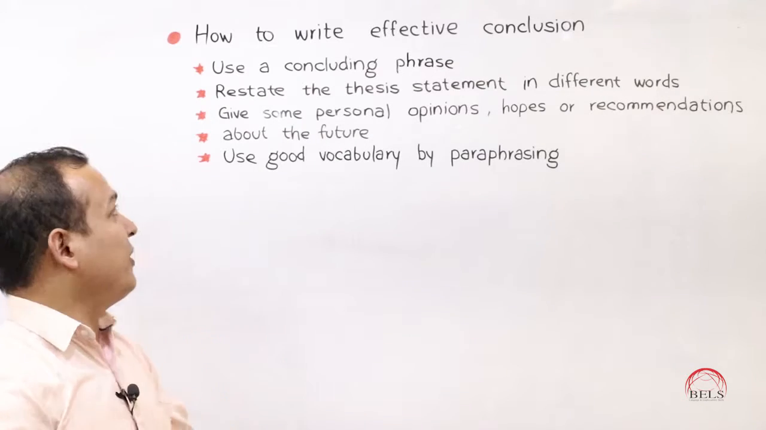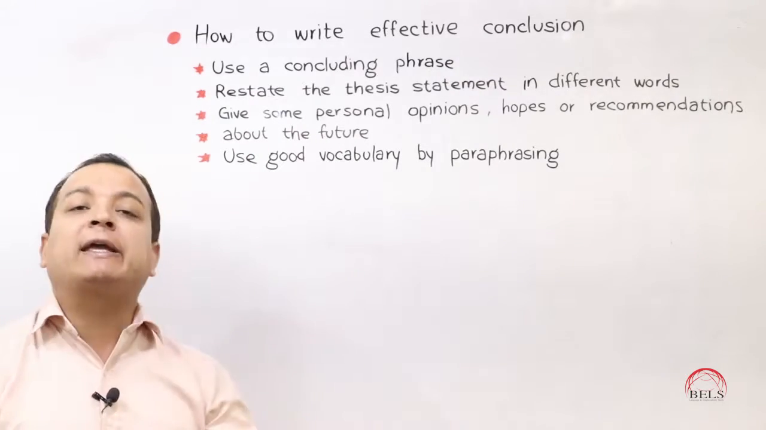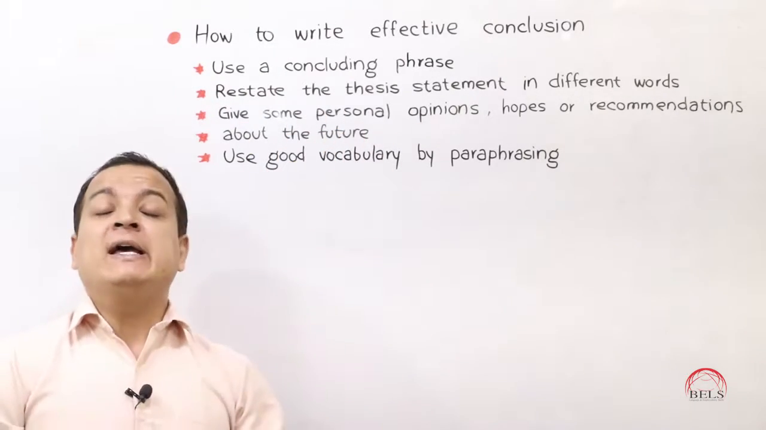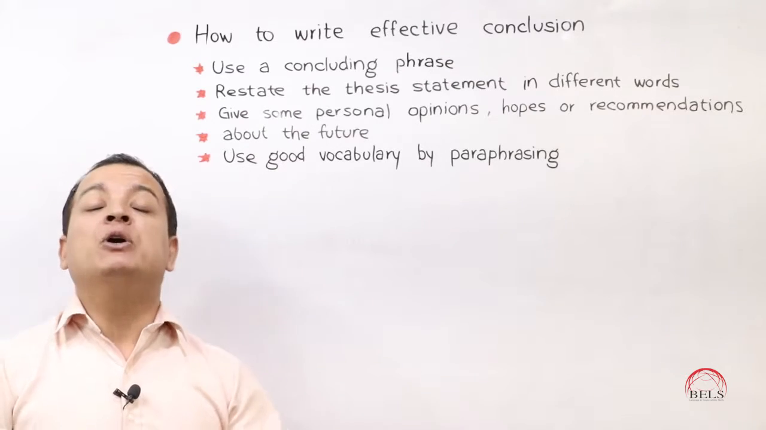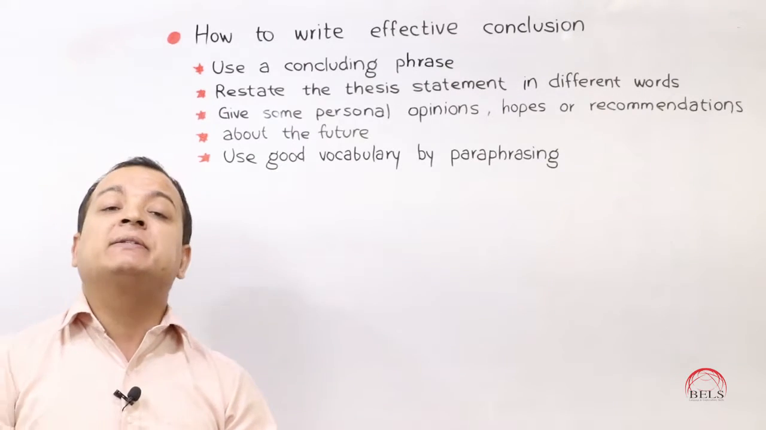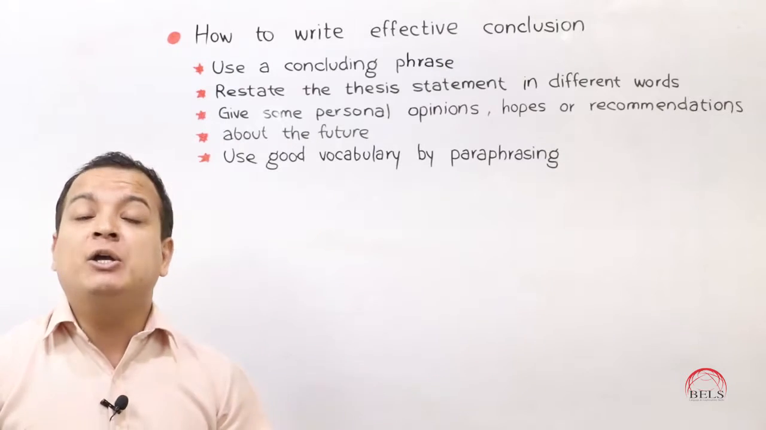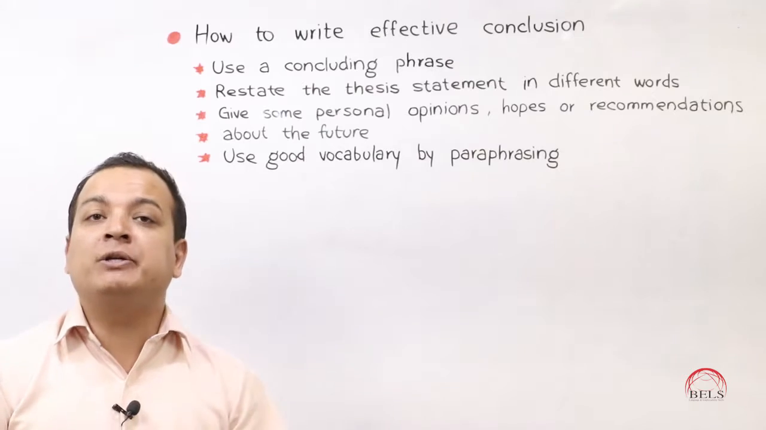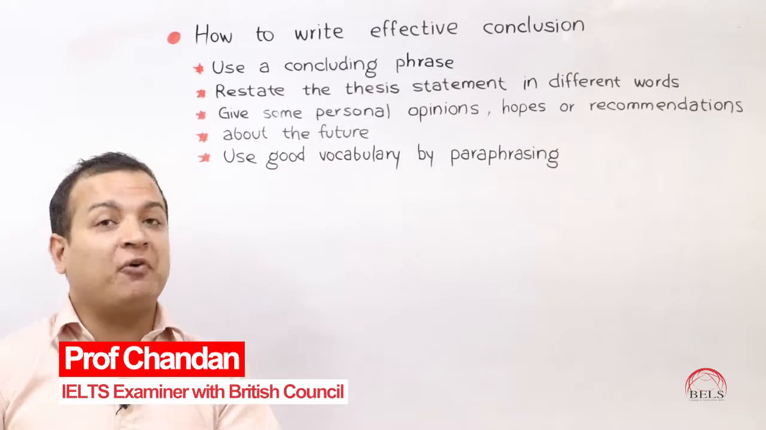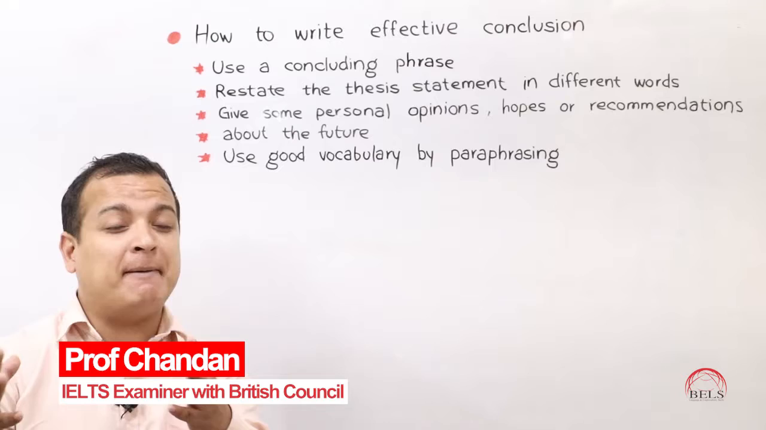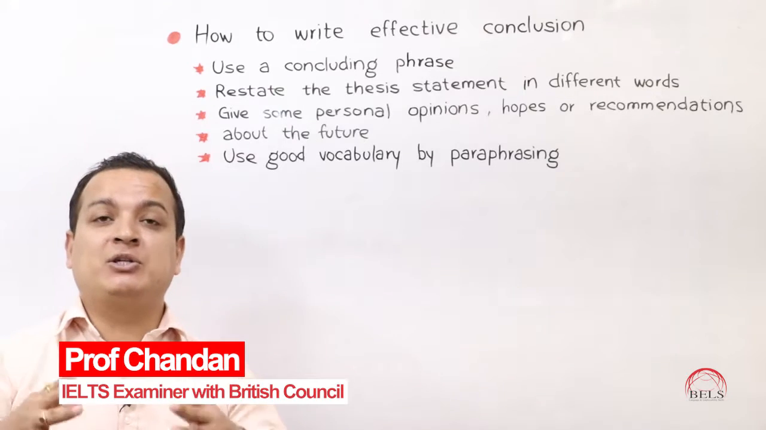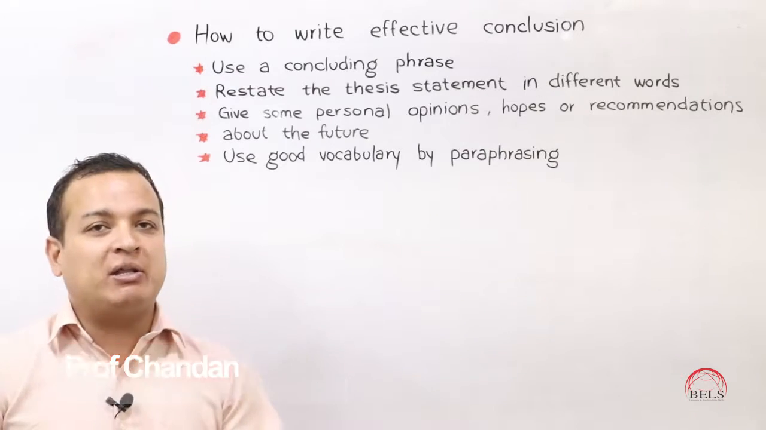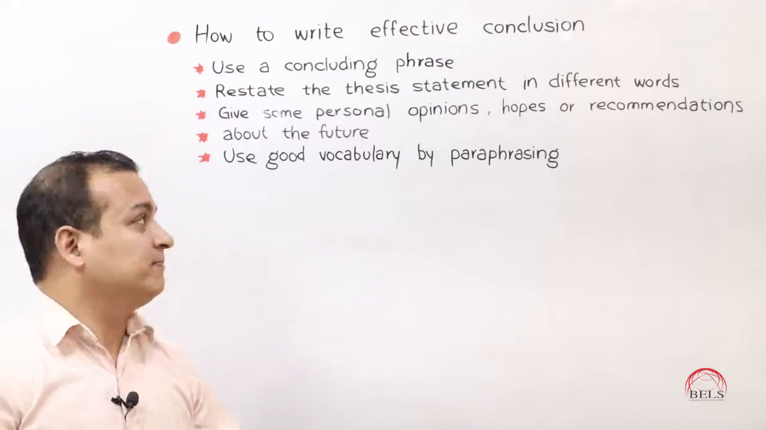So first, there are a few points you need to take into consideration. The first point is use a concluding phrase. Guys, it's really important for you to use the concluding phrase. That is, you can say to recapitulate, you can say to elucidate, and you can say, in conclusion, to sum up. These points are very important. This will give a clear picture to the examiner that you are writing the conclusion part. And do not forget to use the comma after this phrase.